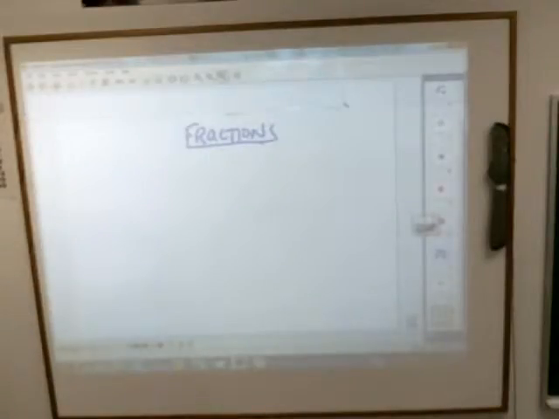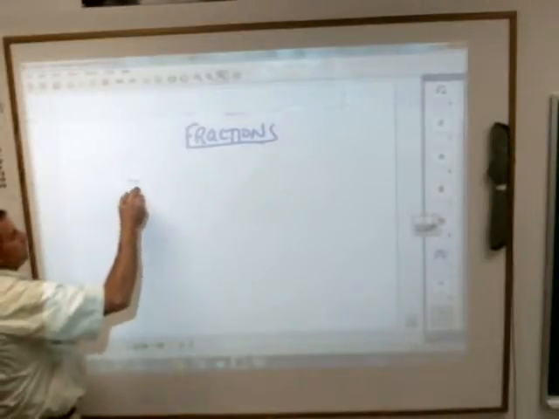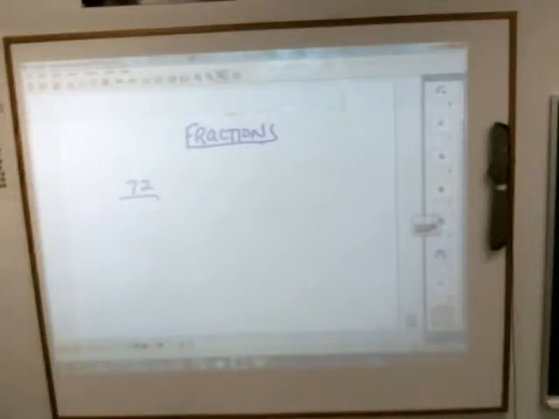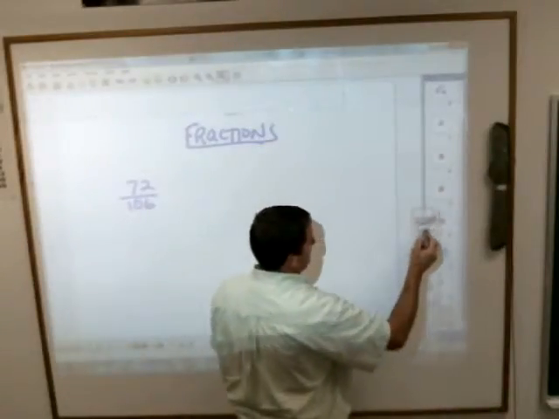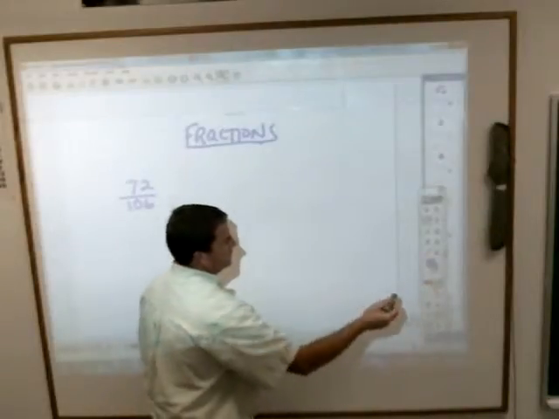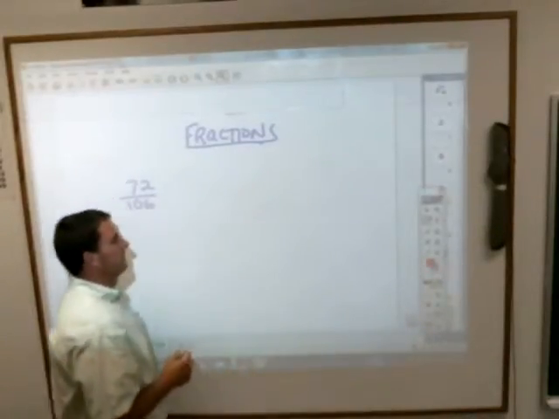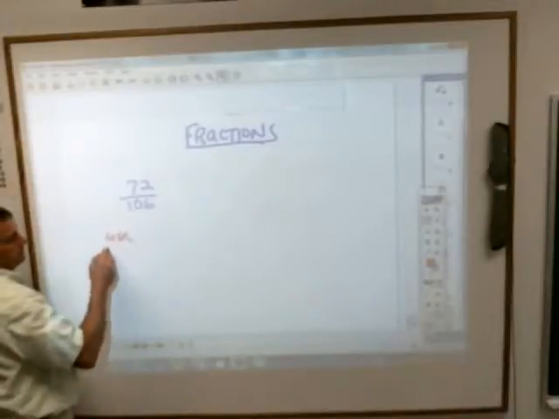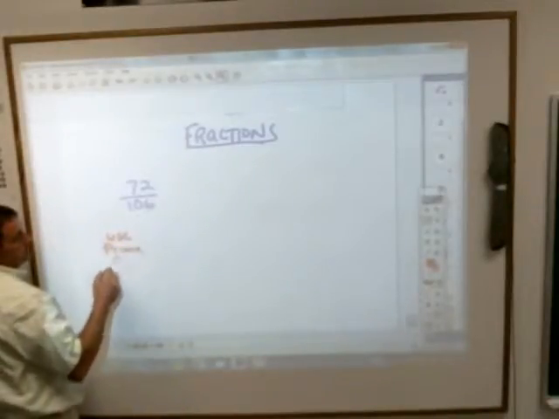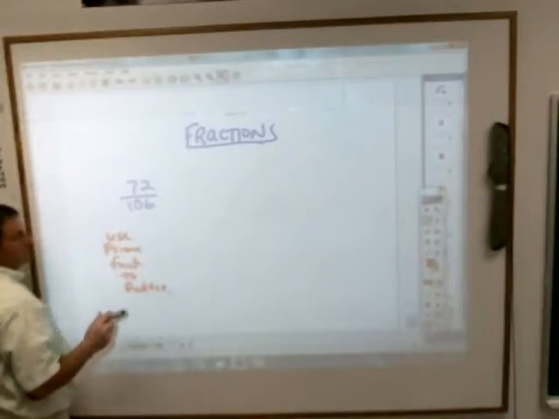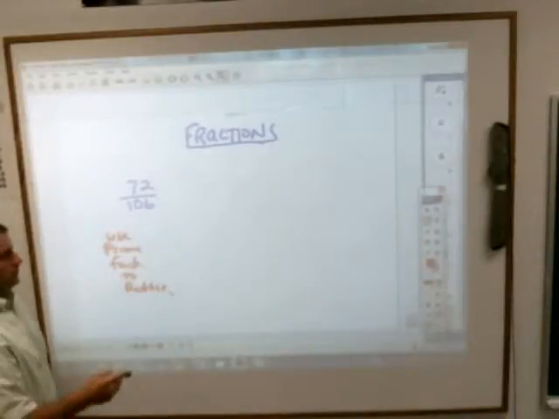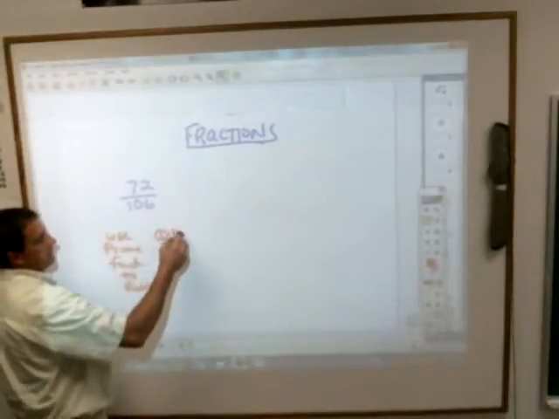A couple of things, they're kind of combining some stuff here. They're going to give you a fraction like 72 over 108, and they're going to give you directions that say, and we did this last year, I believe, to use prime factorization to reduce. When you do that, obviously the first thing you have to do is prime factorize.